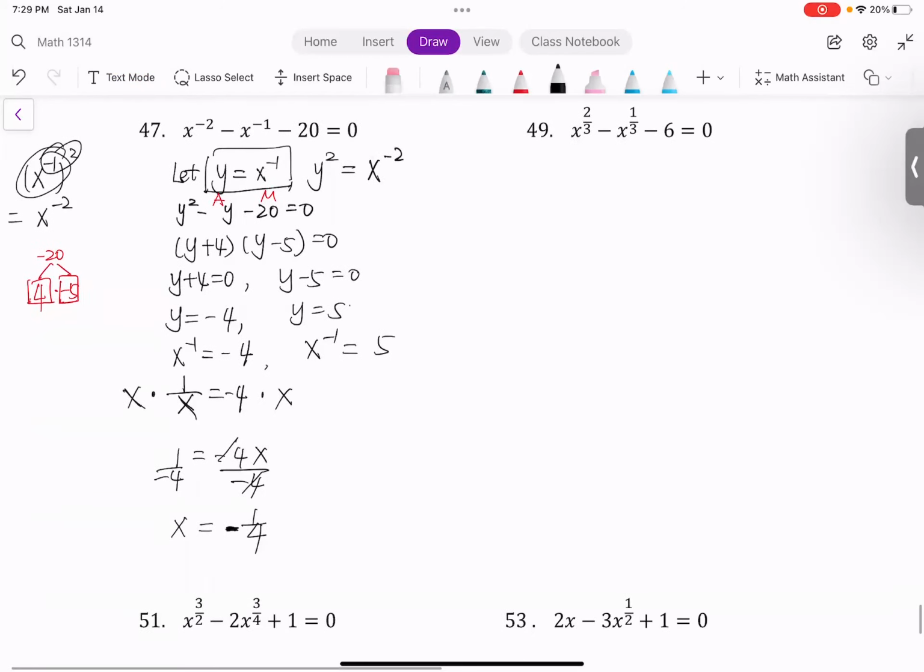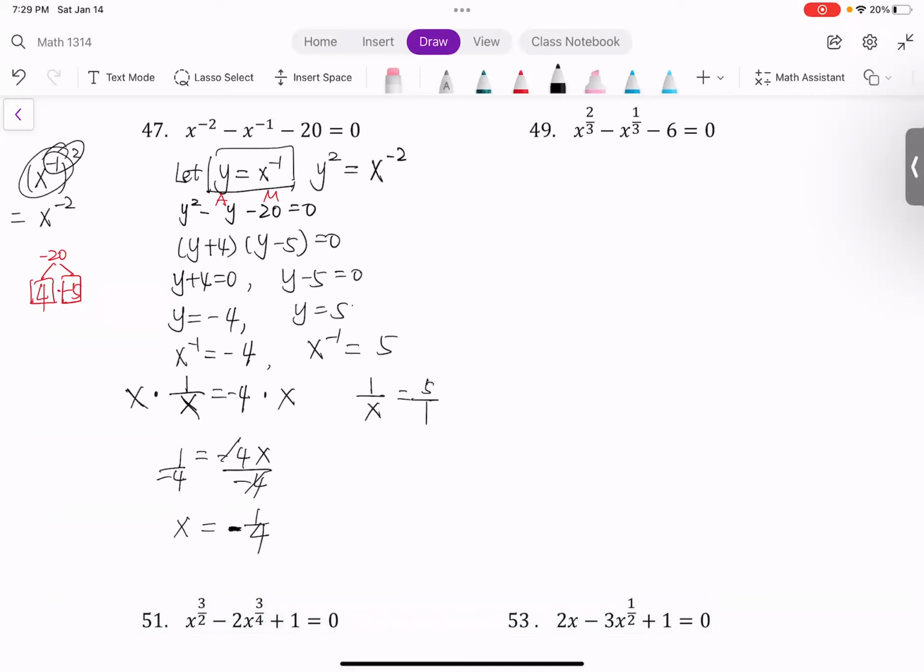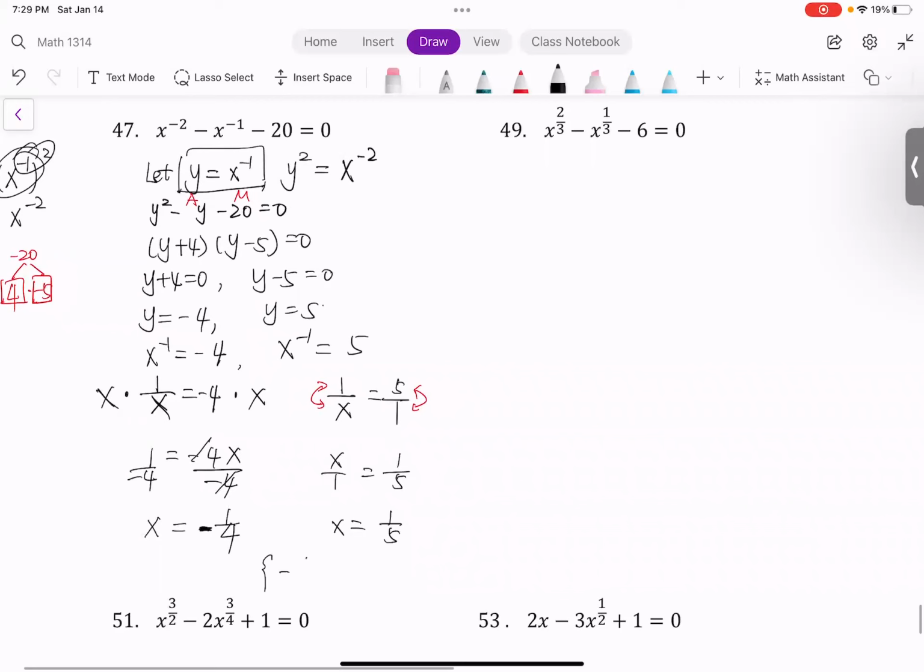We know that x to the -1, that's 1 over x equals 5. I know that 5, we can also write it like 5 over 1. If I want to find the x, I can flip both sides at the same time. So we have x over 1 equals 1 over 5. X over 1 is x. So x equals 1/5. So we have two solutions. One is -1/4. Another one is 1 over 5. You can use these two methods to solve the negative power things.